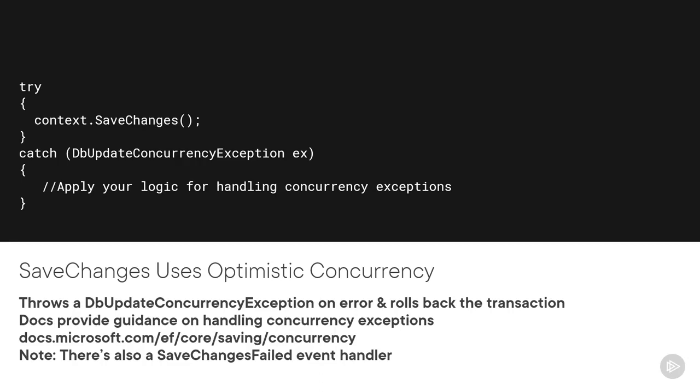EF Core supports optimistic concurrency and allows you to include row version properties in your entities. If the database sees that you're attempting to update data that was updated by some other user or process since you retrieved it, it will throw a DB update concurrency exception and roll back the entire transaction. Working with row versioning and handling transactions and errors are pretty advanced topics, so I'll stop at this point where you now have an awareness that this functionality exists, and you can learn more about it when you're ready.